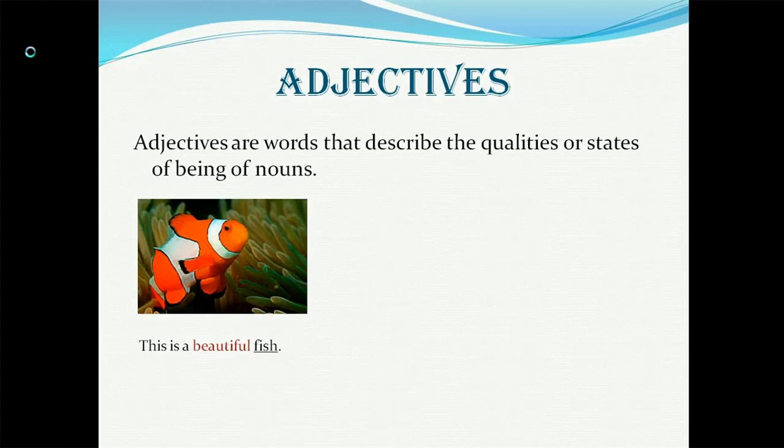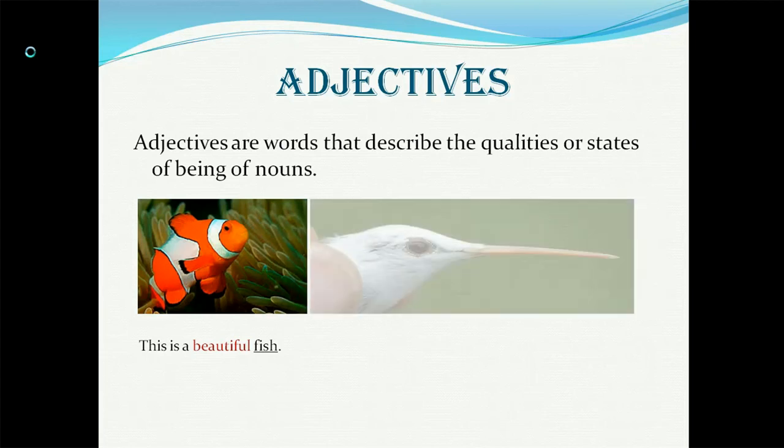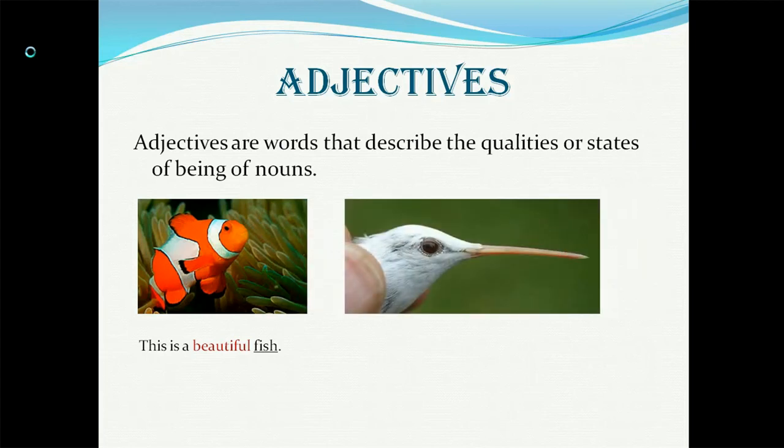You can also say this is a beautiful orange colored fish. So the word orange, color, it denotes a color, right? So even all colors are adjectives. This is a hummingbird. Hummingbirds have sharp beaks. So we are giving little more description about the beaks. So how is the beak? It is sharp. Even adjectives have some types.